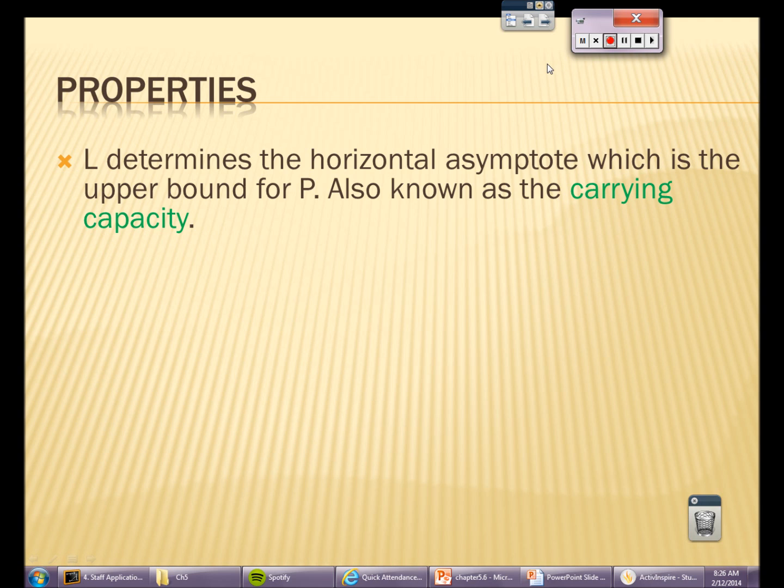L is in the numerator of the formula, and that's where your horizontal asymptote is going to be. So whatever the number is for L, you could set y equal to L, and that would be the value of your horizontal asymptote. That's the upper bound. That's as high as that function is ever going to go. It's never going to get there, but it's going to have a ceiling where it gets really, really close. This is also known as the carrying capacity.